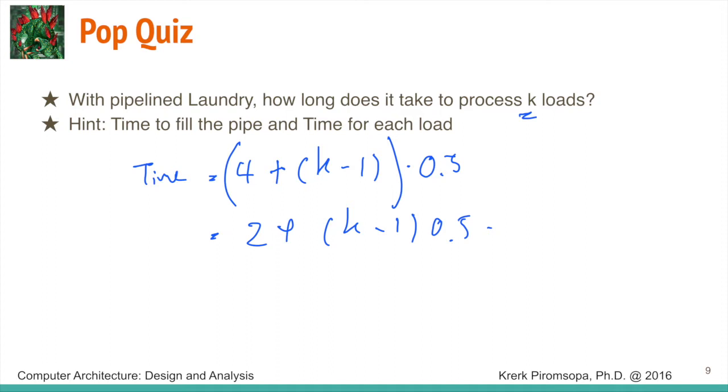In fact, the number of loads would be the CPU instruction count, and the 4 would be the stages of the pipeline. Anyway, we're going to revisit this equation again when we talk about pipeline performance. This is just to give you a head start about what would be the performance of your pipeline.